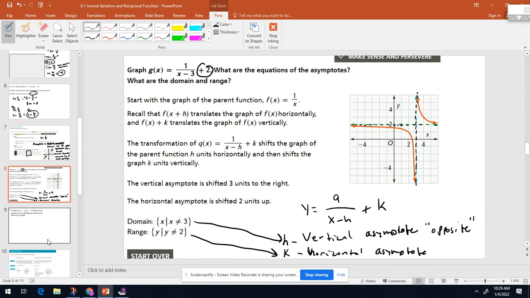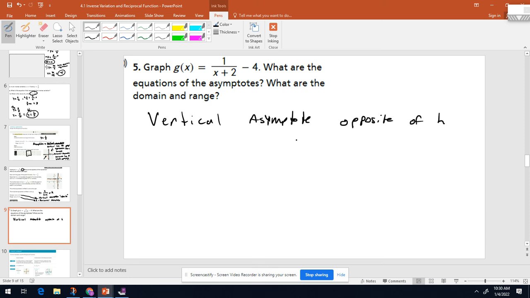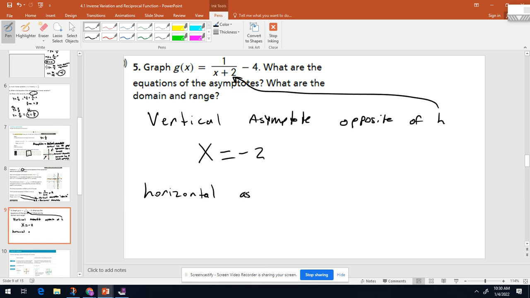Let's take a look at an example of that. Again, vertical asymptote, horizontal asymptote. My vertical asymptote is the opposite of h. h is this value right here, so I'm going to have a vertical asymptote at x equals -2. My horizontal asymptote is my k value, which is -4. It would be y equals -4.